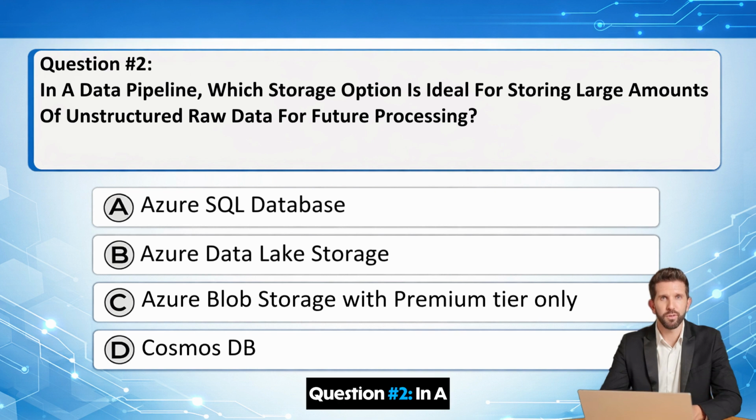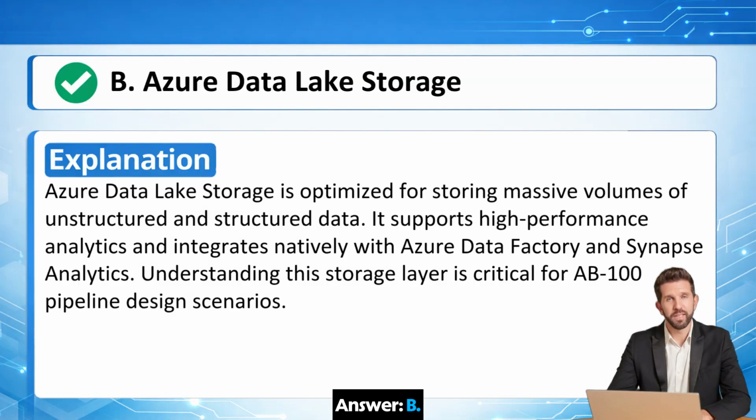Question number 2. In a data pipeline, which storage option is ideal for storing large amounts of unstructured raw data for future processing? A. Azure SQL Database. B. Azure Data Lake Storage. C. Azure Blob Storage with premium tier only. D. Cosmos DB. Answer: B.